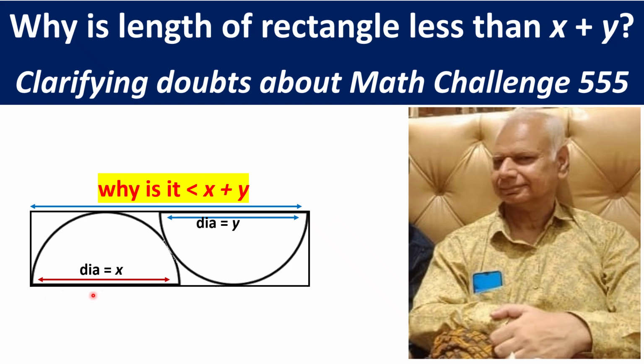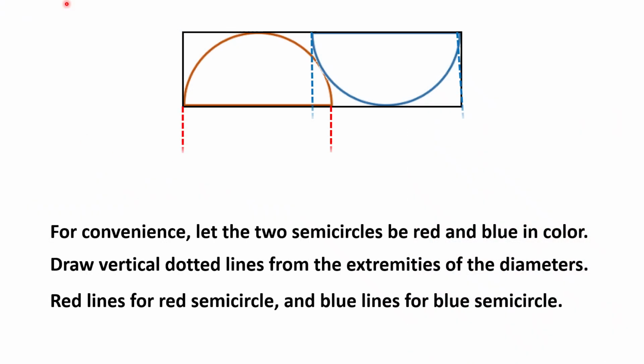This is the horizontal width of this rectangle, or you call it the length of this rectangle. Why is it less than x plus y? So let us see why it is less than x plus y. Now from the extremities of the diameters, we draw lines.